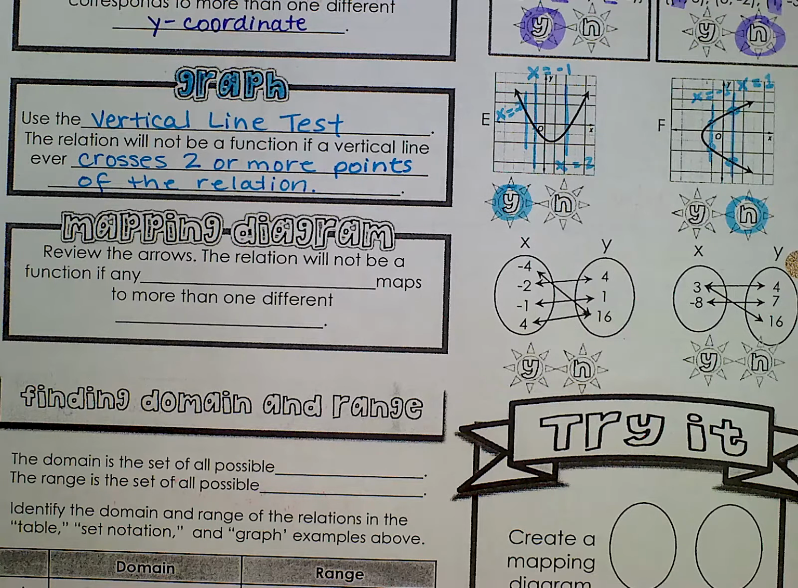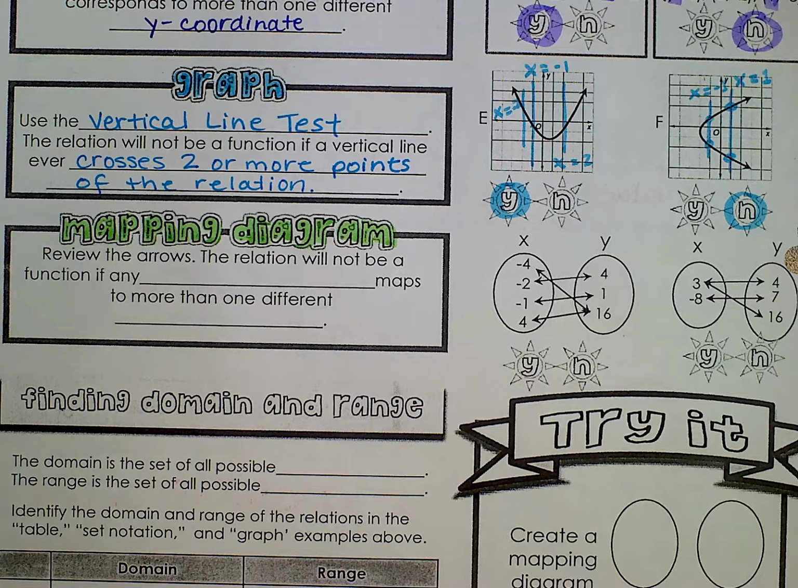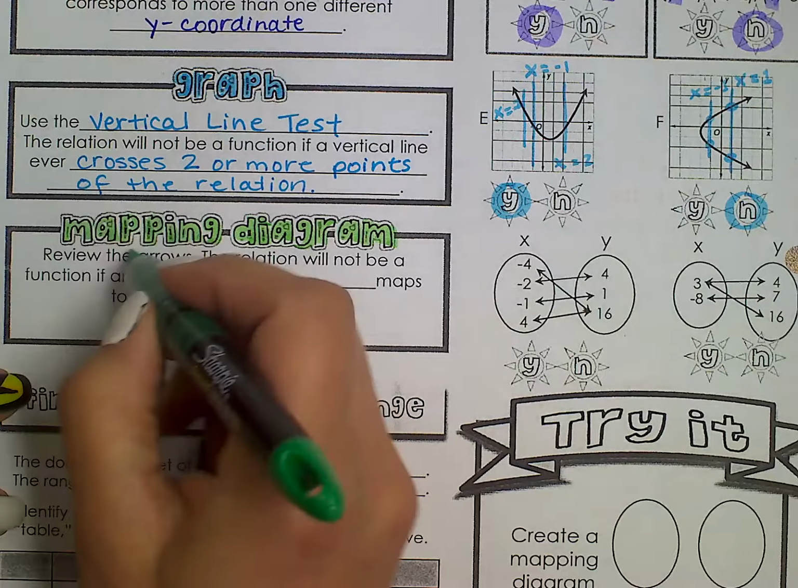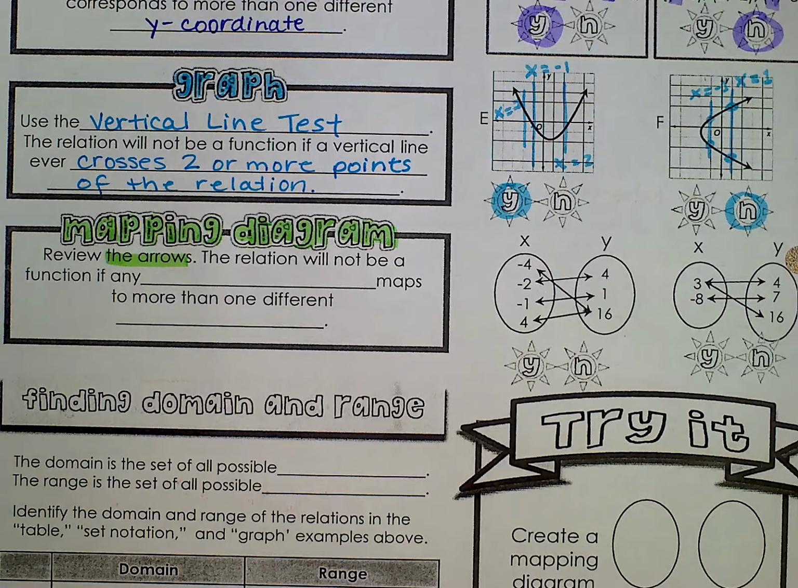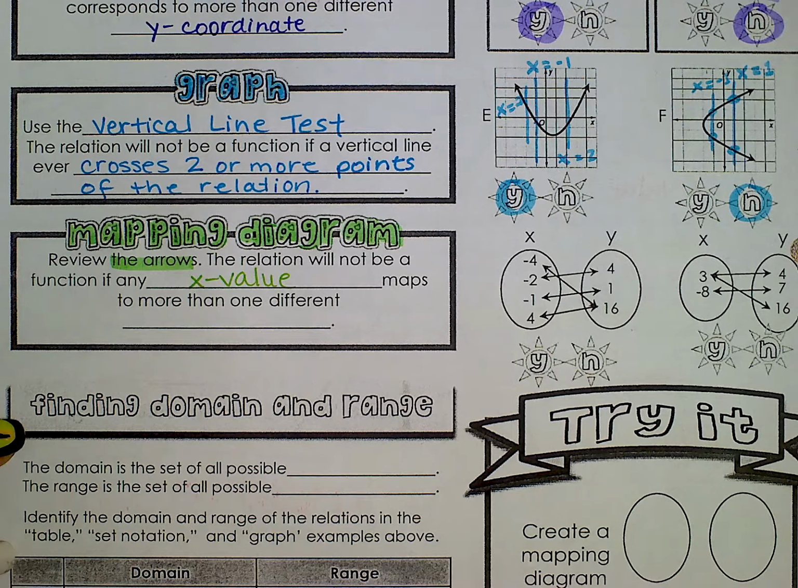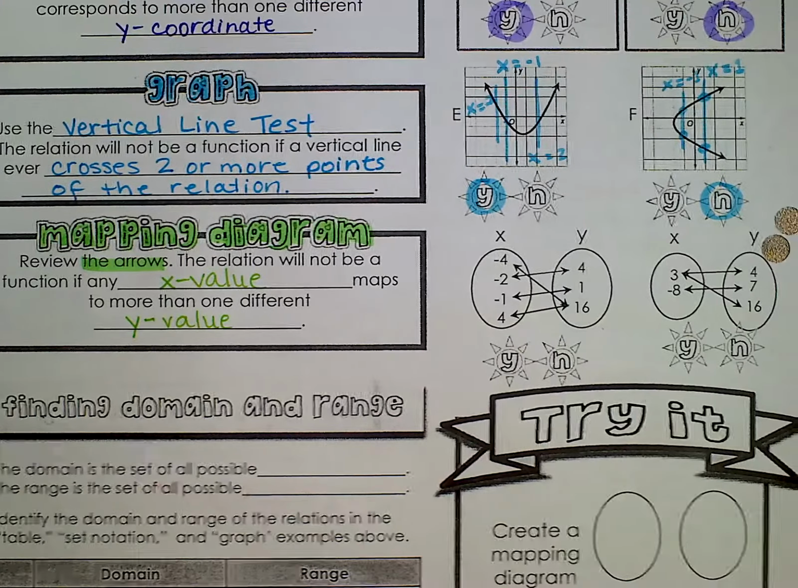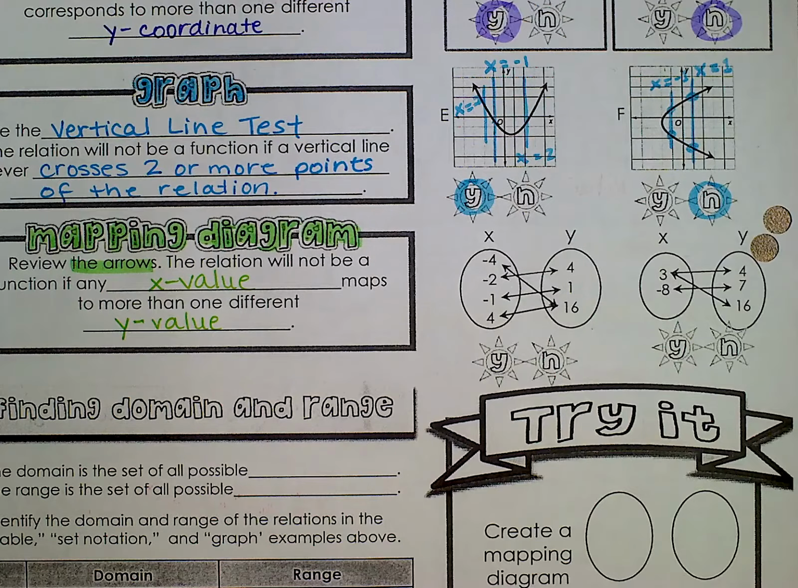Next, we have a mapping diagram. This time we will be reviewing the arrows. The relation will not be a function if any x value maps to more than one different y value. Let's take a look at my two mappings here. I don't have these lettered, sorry. I guess you could call them F, G, and H.